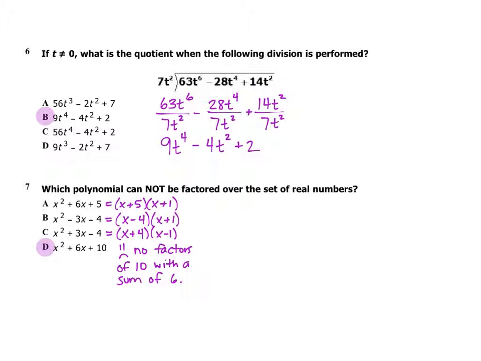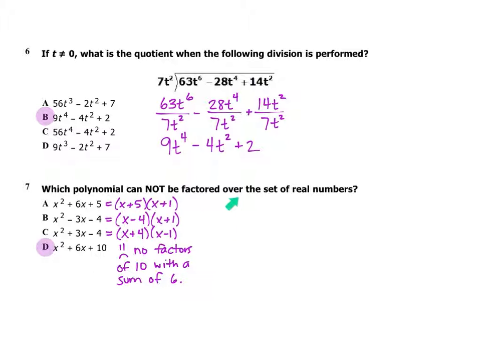Division by a polynomial. This looks weird, I know, but isn't it the same thing as taking the insides here and putting it over 7t squared? So I just wrote it as 3 separate fractions, and all you're doing is using your quotient of powers rule. So 63 divided by 7 is 9. T to the 6 minus 2, so t to the 4th. 28 over 7 is 4. T to the 4th over t squared, so t squared. And 14 over 7 is 2. T squared over t squared cancels. B is the correct answer.